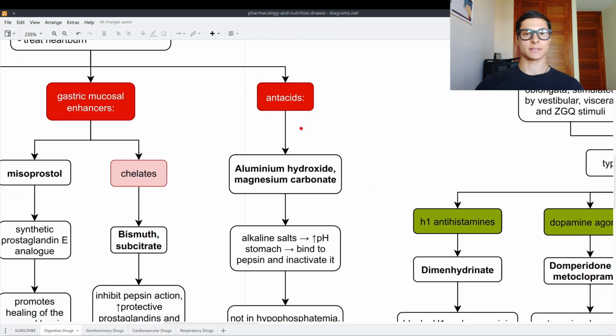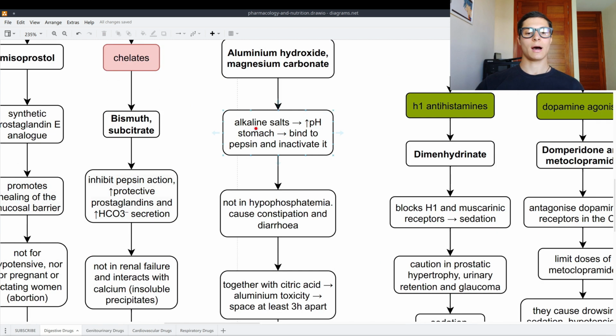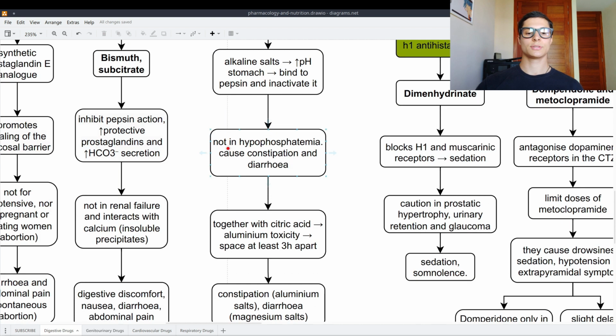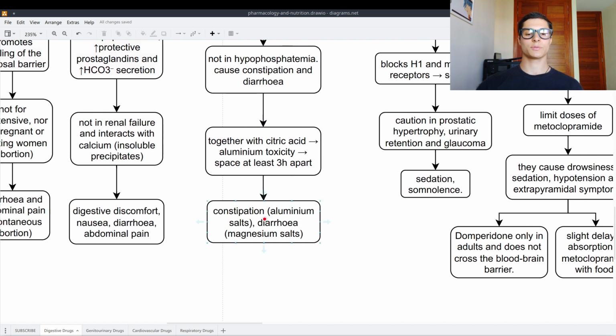And then we have the antacids. These are aluminum hydroxide and magnesium carbonate. These are alkaline salts and they will increase the pH, so lower the acidity of the stomach by binding to the pepsin and inactivating it. This is not used in hypokalemia and it can cause constipation and diarrhea. Together with citric acid, there is aluminum toxicity because aluminum absorption is boosted. So we have to space them at least 3 hours apart. And in more detail, constipation comes from the aluminum salts and the diarrhea from the magnesium salts.